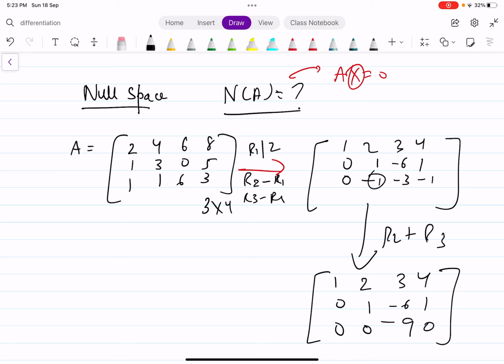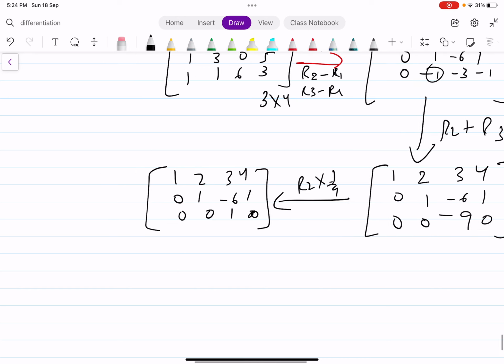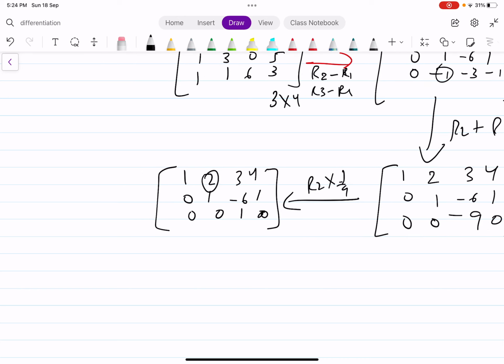Now the next step is we will make this minus 9 into 1, which is you multiply by minus 1 by 9. So when you do that, you will get 1 here: 1 2 3 4, 0 1 minus 6 1, 0 0 1 0. So that's it, we have put this into row echelon form. Now for reduced row echelon form, let's make this 2 into 0. To make this 2 into 0 we do R1 minus 2 R2. Let's write the matrix here.